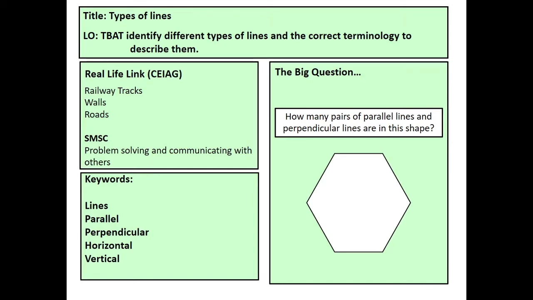The big question that hopefully all of us will be able to do by the end of this lesson is on the right hand side.